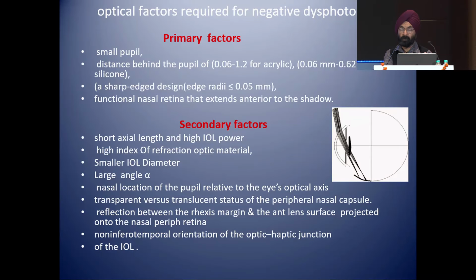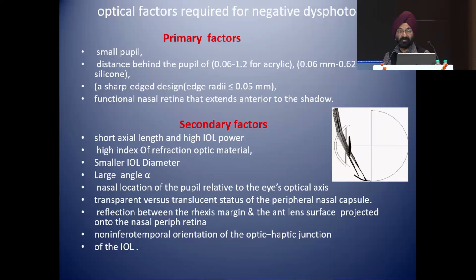Primary small pupil, more distance behind the pupil; they have calculated it to be 0.06 to 1.2 for acrylic and 0.06 to 0.62 for silicone. What happens is there is very little distance between the normal iris and the natural crystalline lens, because it is about 4 to 4.5 millimeters. But once it is replaced by an intraocular lens, which is less than 1 millimeter, the gap between the iris and the anterior surface of the lens increases. And this is the distance they have calculated to be 1.2 for acrylic and 0.62 for silicone.